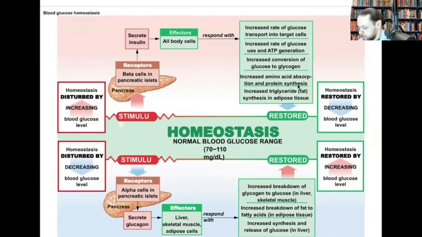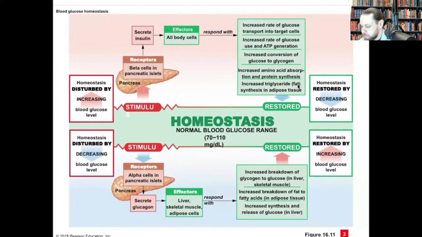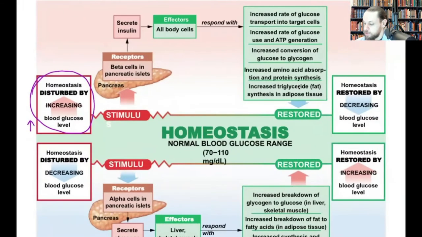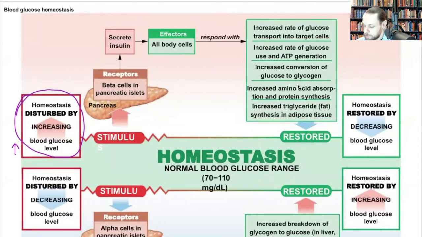So this is a chart that shows you basically when the specific hormones are released and the body's response. Here we see increasing glucose level. They say blood glucose is increasing. That could be after you ate a heavy meal, some sugar, some protein, some fats. So big meal, and that is what triggers the body to go to the pancreas.